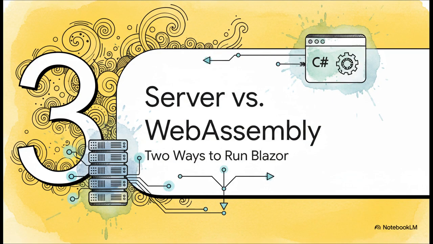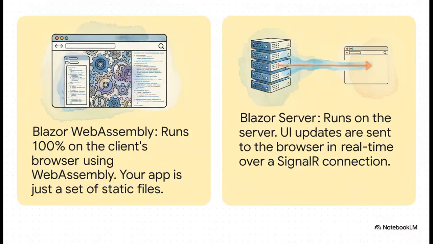So now we know what we're building with, but we've got to talk about how it all runs. And this is a really big deal in the Blazor world. It's called the hosting model. It's a choice you have to make that decides where your C# code is actually going to execute. You basically have two main flavors to choose from. First up is Blazor WebAssembly, where all of your C# code runs right inside the user's browser. Then there's Blazor Server, where the code stays on your server and UI updates are just streamed to the browser over a live connection. Let's break those down.